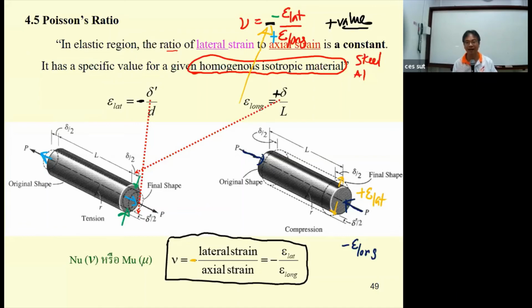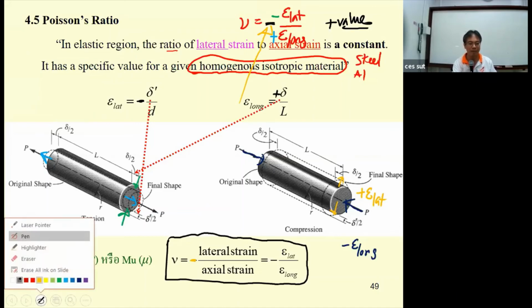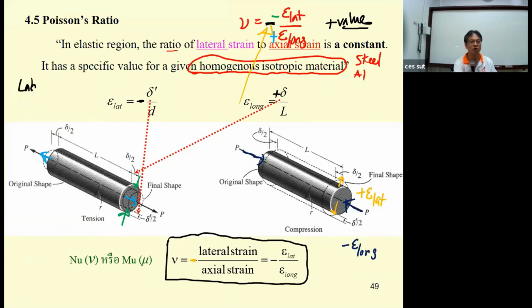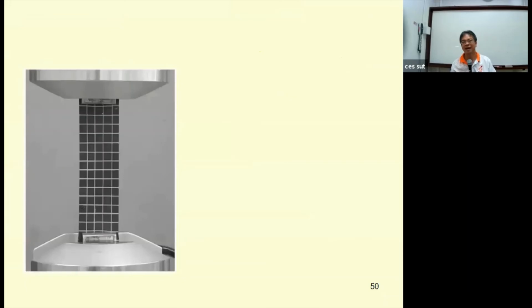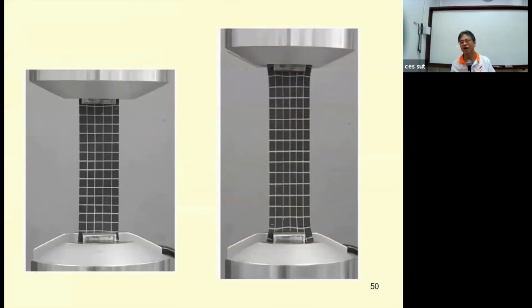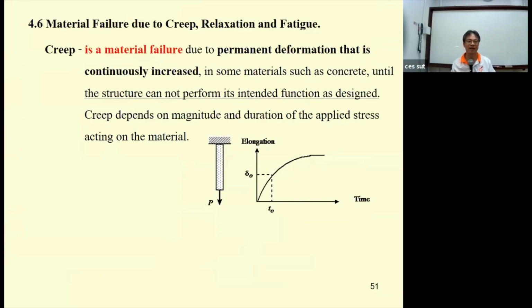Okay, and we did laboratory number 2, to study the Poisson ratio of the rubber. Okay, and we have some discussion about this Poisson ratio of the rubber in lab number 2. And why we use the rubber? As you know, the rubber can deform a lot, so we can see the shape easily.